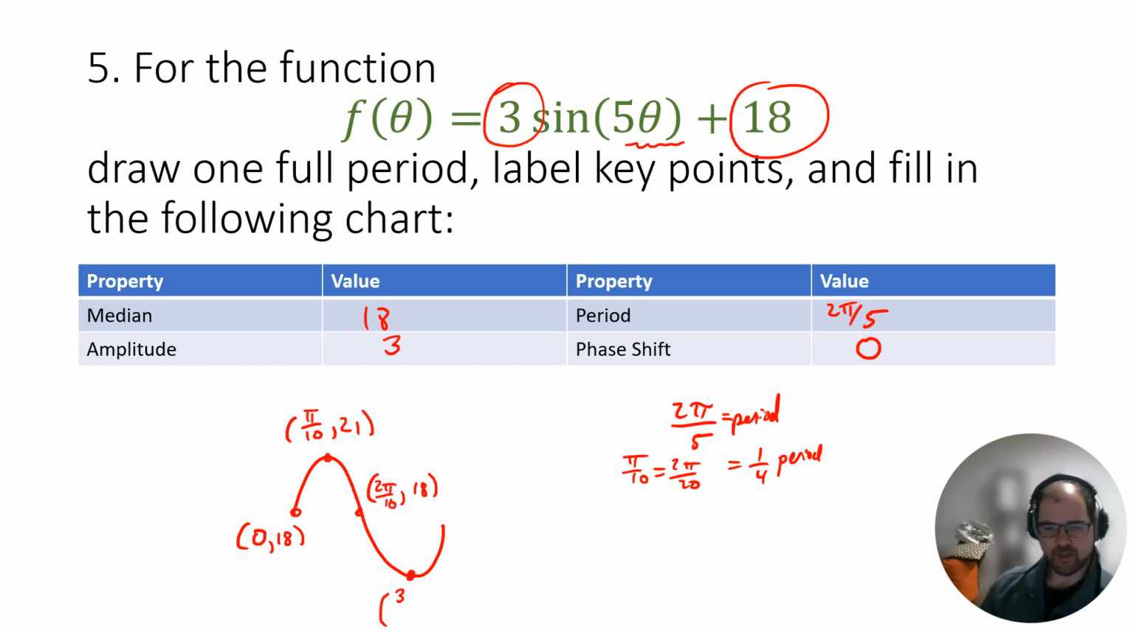Next, we go forward another pi over 10, so now we're at 3 pi over 10, and from the median of 18, we go down an amplitude to 15. Then finally, we go forward a complete period, which we already know is 2 pi over 5, and we're back at the median. There we have it.